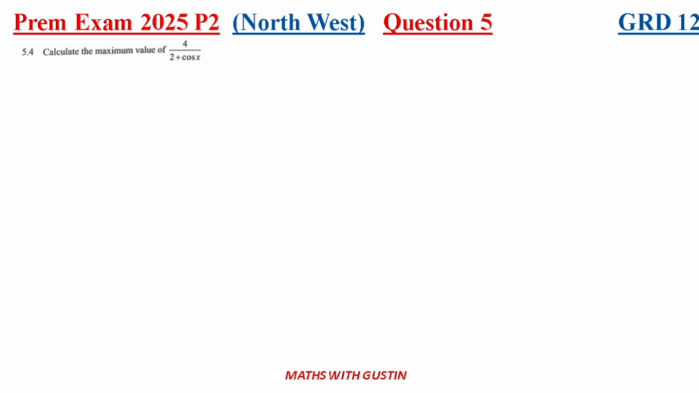5.4 says calculate the maximum value of this expression here. So the maximum value, remember guys, minimum and maximum, what are they referring to? They are referring to a function. So you know the function of cos is something like that. Okay, so where here is going to be -1. So now if that's the case, 4/2, this will reach minimum or maximum when x is -1.